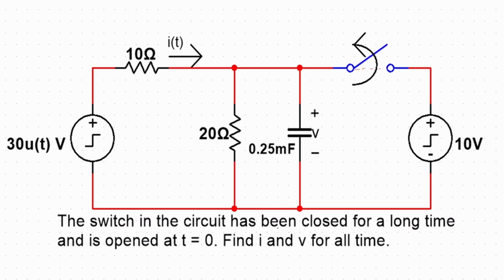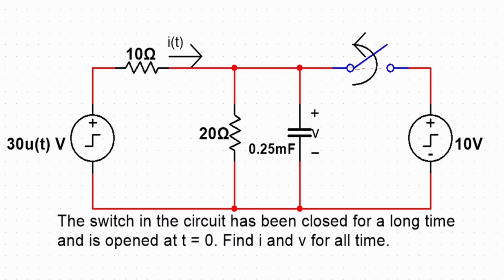Now we're also asked to find I and V for all time. This is R. V is the voltage across the capacitor, and I is the current leaving the 10 ohm resistor. All right, so let's make a little analysis before we start solving.